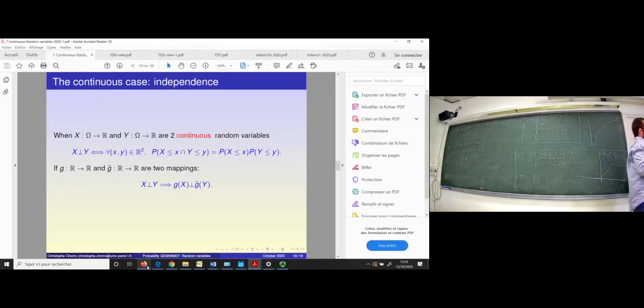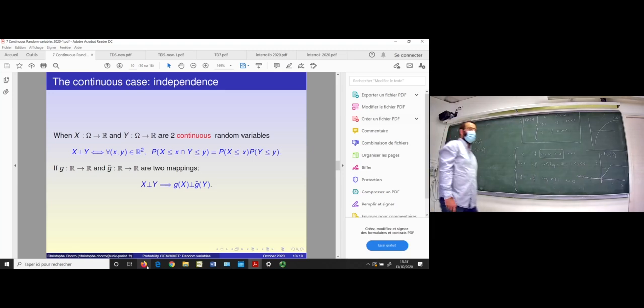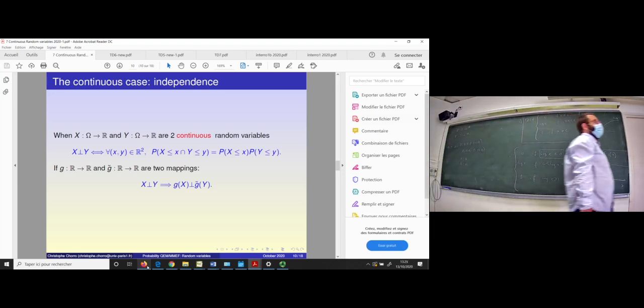So just be careful, because in the continuous case, I can't speak about probability mass function, because I know that the probability that X is equal to a number is always 0. The probability that Y is equal to a number is always 0. But one way to proceed is to use, in some sense, the distribution function.